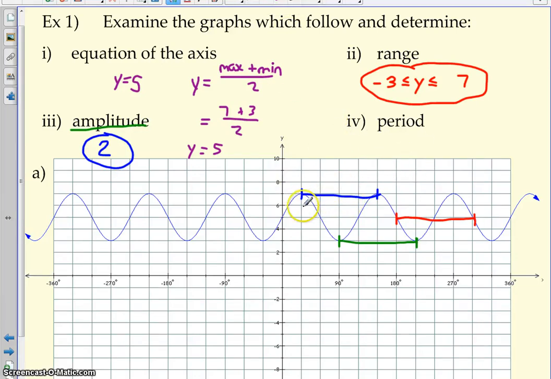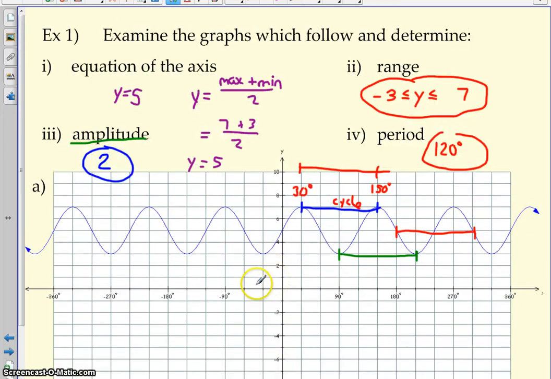Let's say I work with the blue one right here, so I start at the maximum here and do one cycle right here. So the period, if we start here using our scale, the cycle starts at 30 degrees and it ends at 150 degrees. So the length of that cycle would be 150 degrees minus 30 degrees, which should be 120 degrees. And again, that should be the same regardless of which cycle you choose to work with.